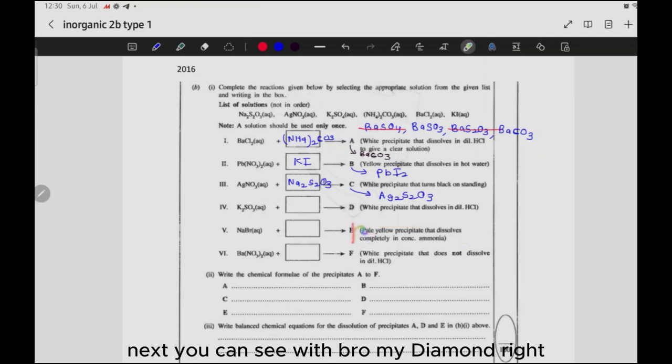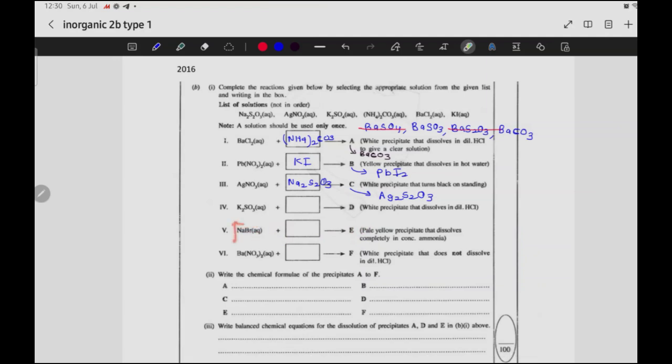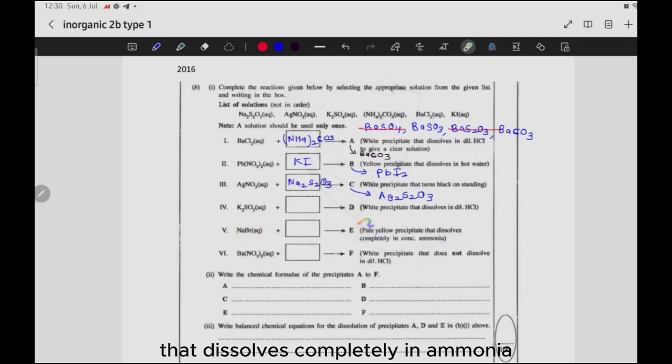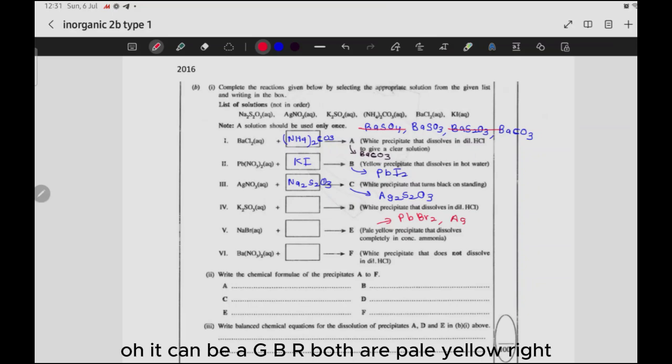Right, next you can see with bromide ion, you have pale yellow precipitate that dissolves completely in ammonia. When you read this statement, definitely you have to get it. So pale yellow, it can be either PbBr2, right? Or it can be AgBr. Both are pale yellow, right? According to the note, only these two are pale yellow in color.